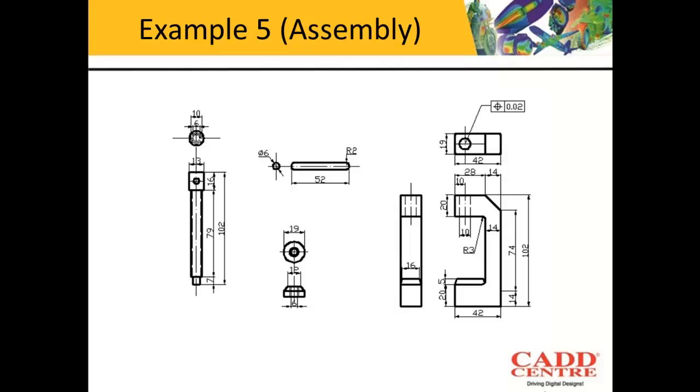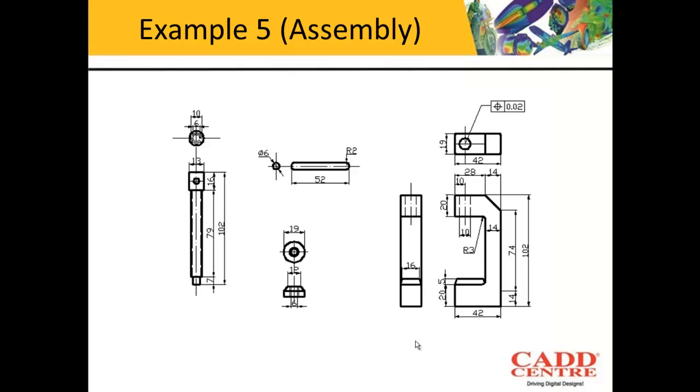Okay. Now the next problem that we are going to take in static structural analysis is for an assembly. Now we will understand how to analyze an assembly in static structural analysis. So here we have taken an example of a C-clamp assembly. The dimensions of each and every part is mentioned over here.